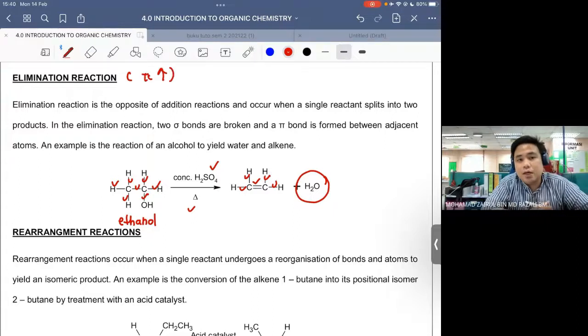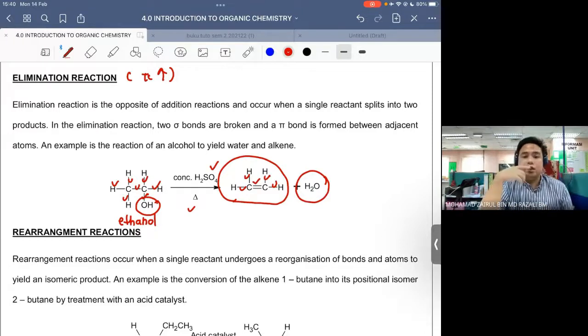Dan awak akan nampak elimination itu kita remove something. So dalam reaktan ni asalnya ada OH, ada oksigen. Tapi kalau awak tengok dekat produk OH tu dah tak ada. Dah tak ada dah O tu. Maknanya kita dah remove dia. Sebab itu kita panggil sebagai elimination.